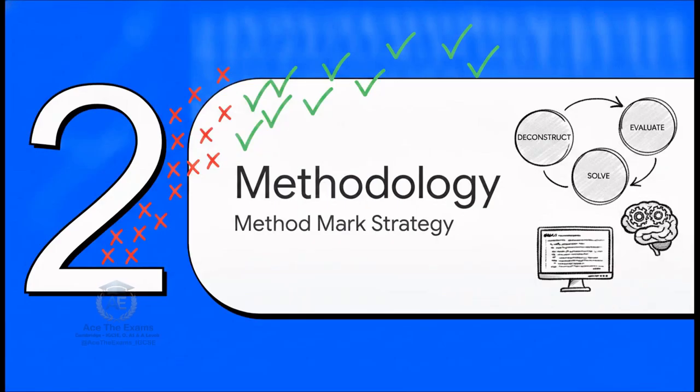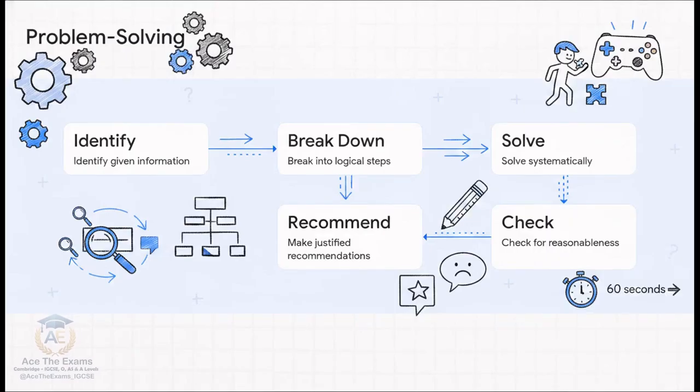Moving on to Section 2, the Deconstruct, Solve, Evaluate method. This is where we focus heavily on executing what I like to call the method mark strategy. Listen closely, because in Cambridge computer science and IT papers, examiners often award method marks. What does that mean for you? It means even if your final conclusion at the very bottom of the page is slightly off, you can still secure the vast majority of the points if your analytical process is mathematically and logically sound.